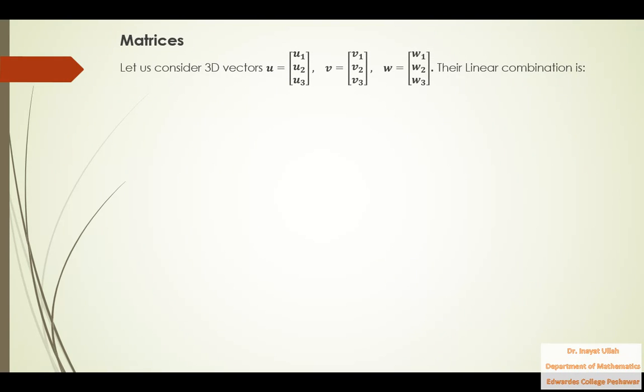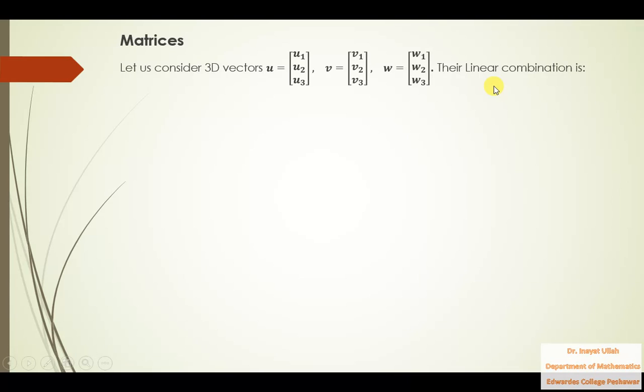Let us consider 3D vectors u, v and w. 3D vectors lie in space because there are three components of these kinds of vectors. This component is on the x-axis, and that is along y-axis. This component is along z-axis. So whenever you draw this vector, this vector will lie in the space. Similarly, v and w.